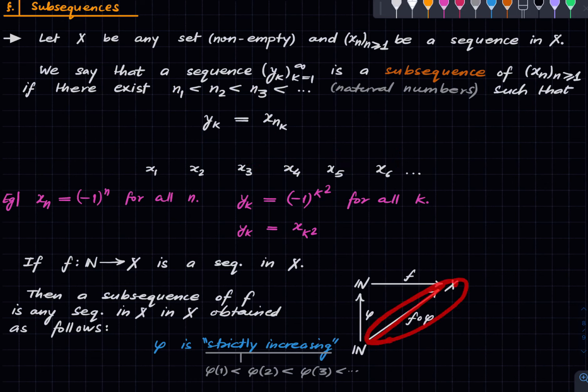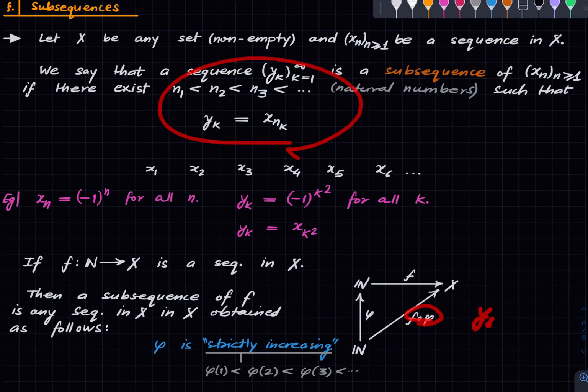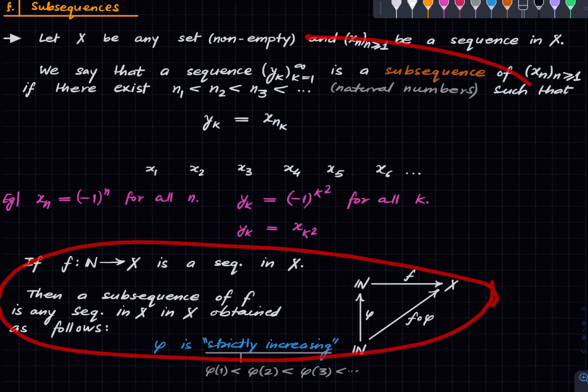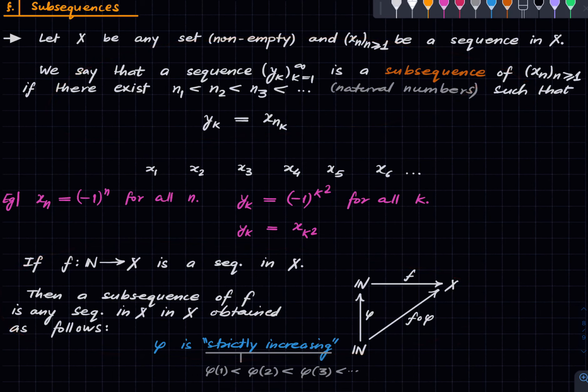So this one is precisely in the above notation yk or x sub nk, where you're writing nk to mean phi of k and xn to mean f of n. Okay, so I hope you can make connections between this picture and that picture. I have said it in words and you should mull over it.